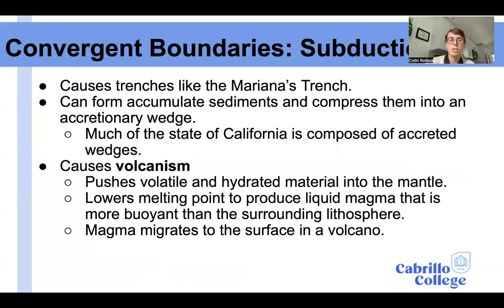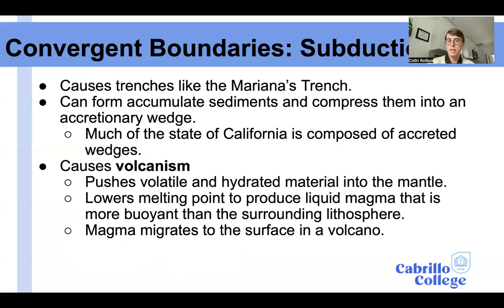So more on subduction. Subducting plates can cause trenches like the Marianas Trench. They actually scrape off bits of the plate they're subducting under. So the subducting plate will scrape itself against the non-subducting plate, and it will build up a mass of material called an accretionary wedge, which is basically just matter that's been scraped off of the subducting plate.